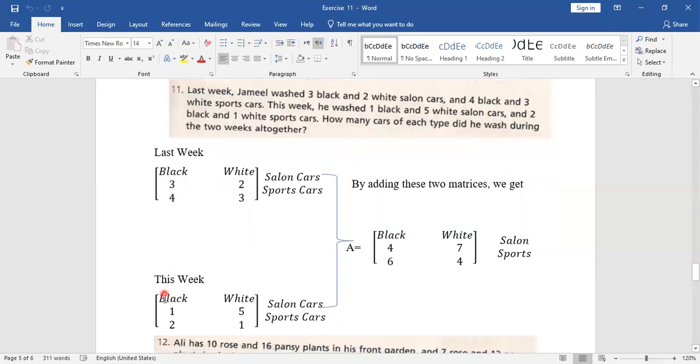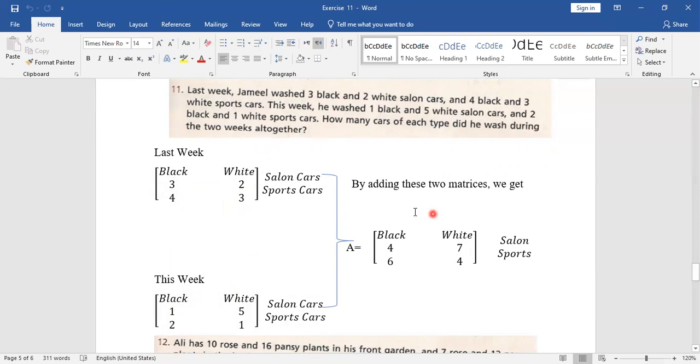This is the second part of the question. Now, black and white, the difference of the color. Saloon and sports shows the difference of the cars. 3 and 2, 4 and 3. Black, you are getting the data from the question. Now, 3 and 2 here, 4 and 3 here. This week, black and white, saloon cars and sports car, 1 and 5, 2 and 1.